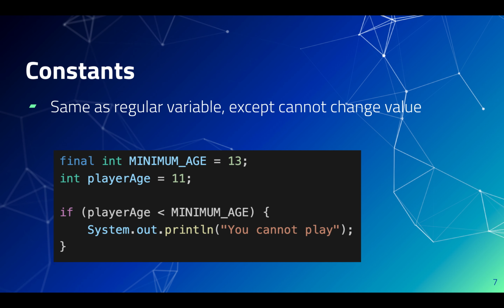Just a reminder that constants work just like any other variable aside from the fact that you can't change the value. So in this example, you see that there's a constant called minimum age, which is the minimum age to play a certain game. Then you have the player age, which you'd likely get from user input, and we just set it as 11 here for simplicity. Now we can see if the player's age is less than the minimum age required to play, then the program prints, "You cannot play."